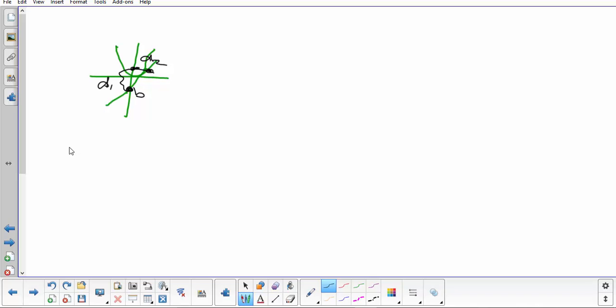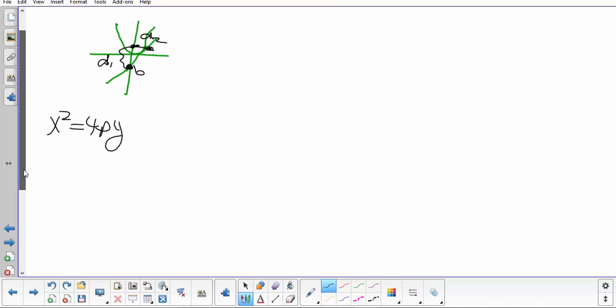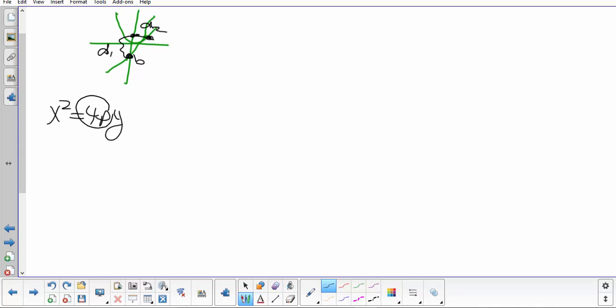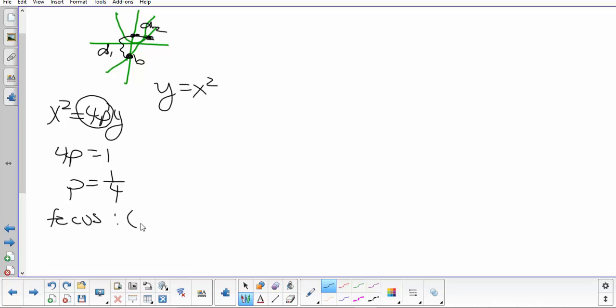So the first thing we have to do is we know that our equation's x squared equals 4py. You forgot about that, huh? So right now, the y doesn't have a coefficient. It's just y equals x squared, which means 4p equals 1. So that means p is 1/4. So that means the location of our focus is the point (0, 1/4). Now, remember, we also have a point that goes through (1, 1).